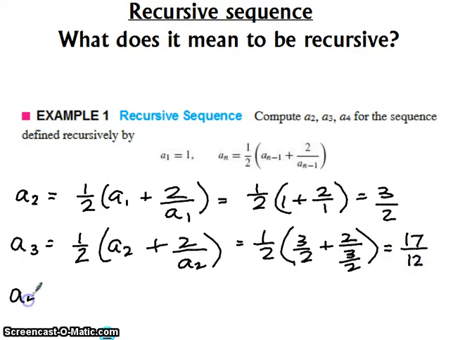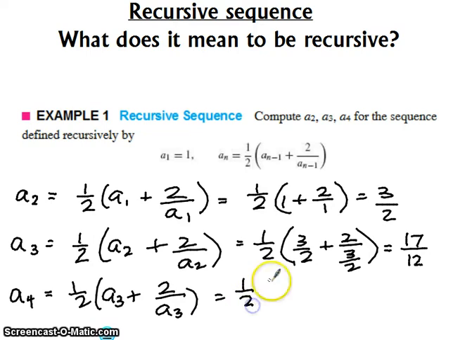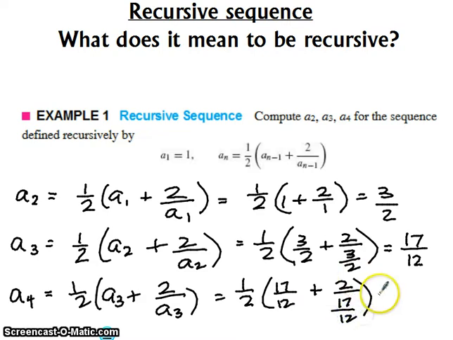And then if we found the fourth term of the sequence, again, the recursiveness of it gives us something like this, which is going to give you, and I know you're following along very quickly with the math, 577 over 408.